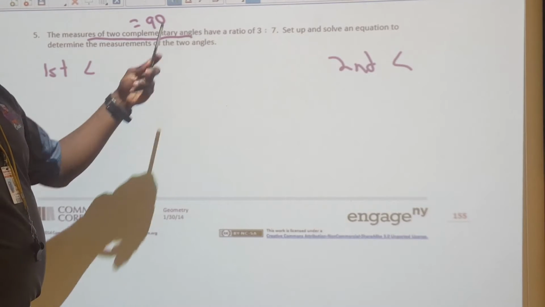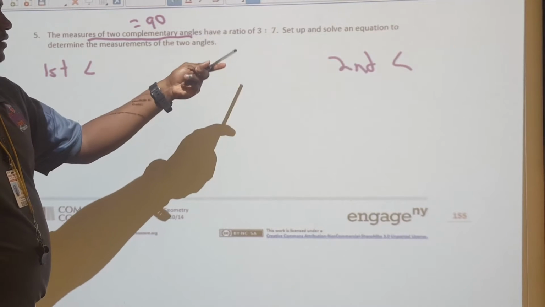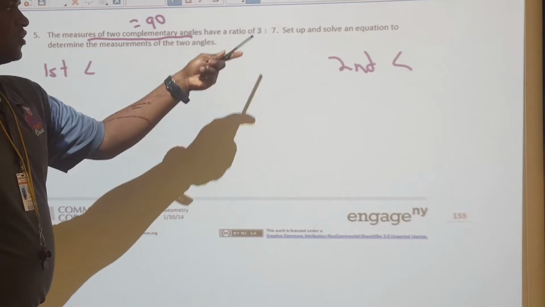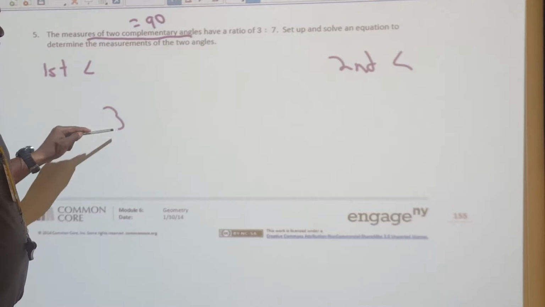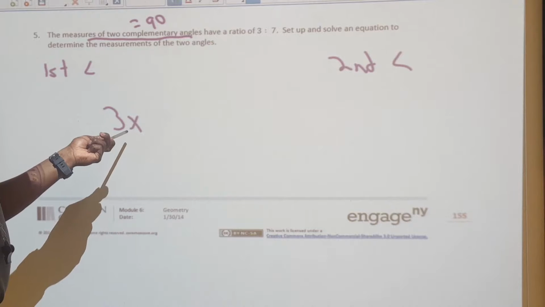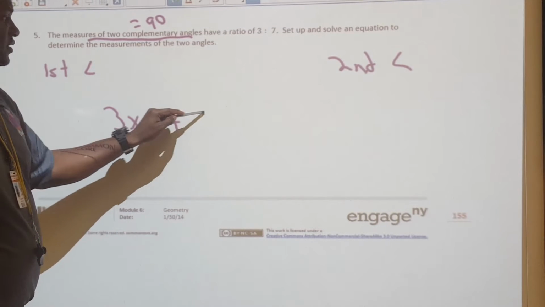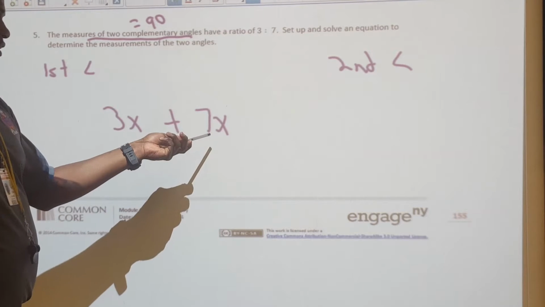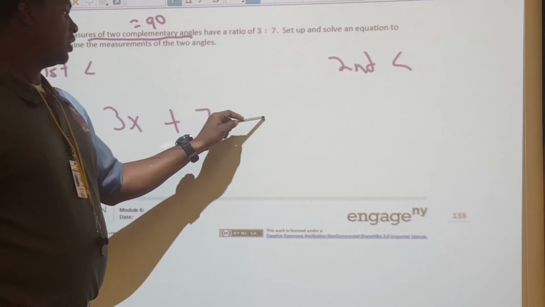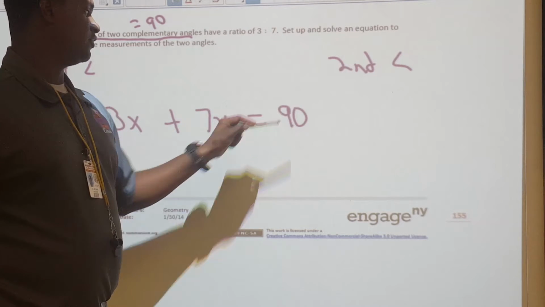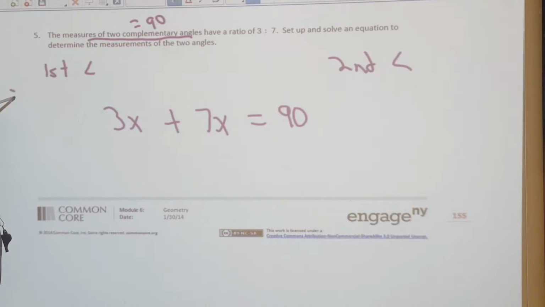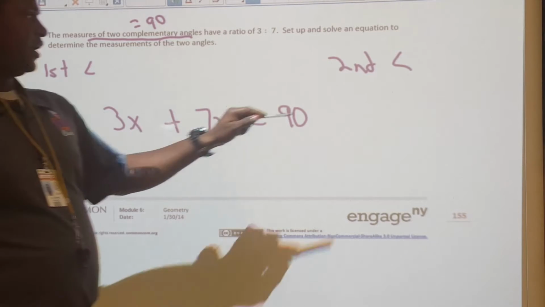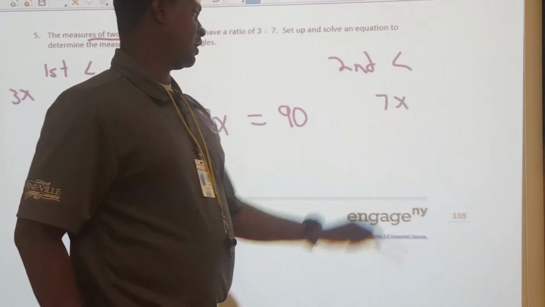So what I say is 3 times a number plus 7 times a number is going to equal 90 degrees. 3 times a number, I don't know, plus 7 times a number, again a multiple of 7, I don't know, they're going to equal 90 degrees. So my first angle is 3x, and my second angle is 7x.